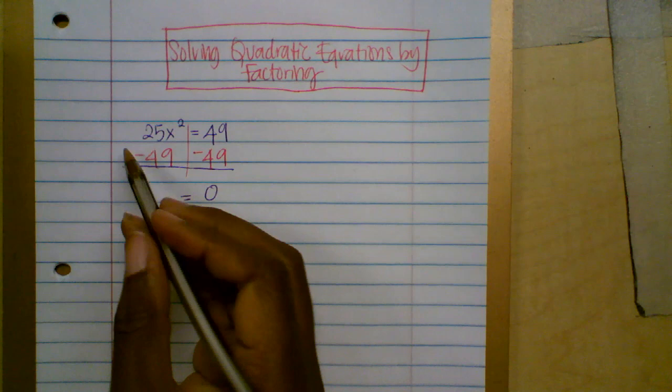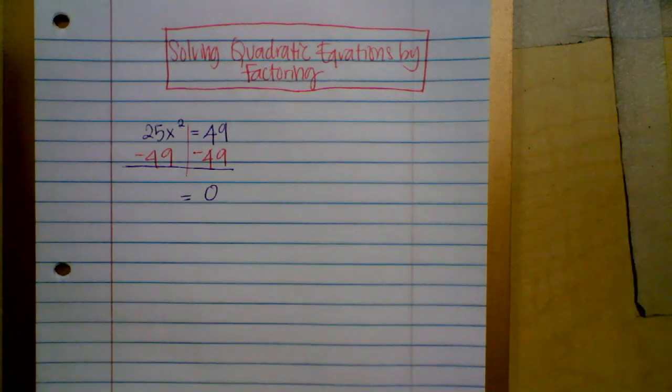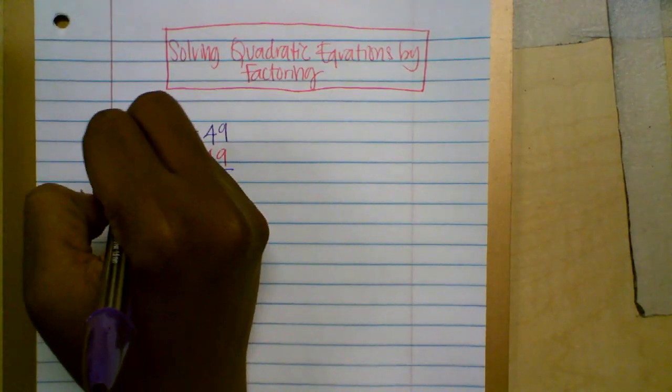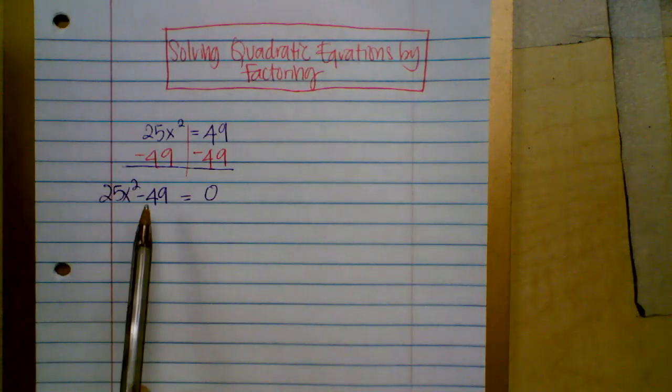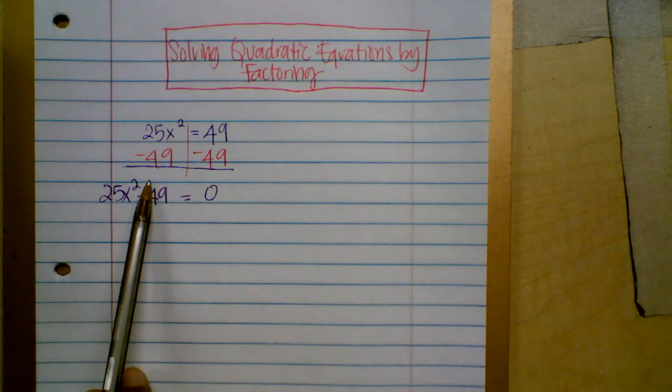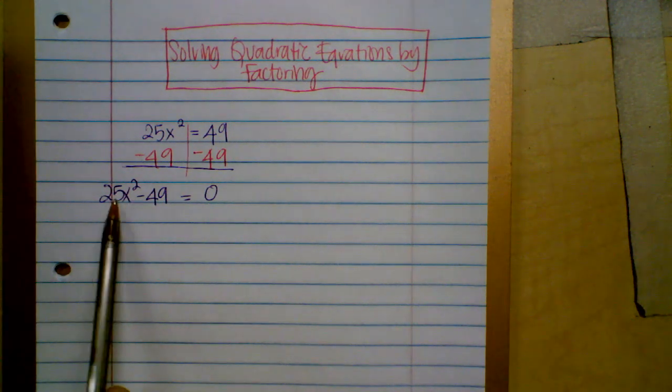Check. On the left side, there's nothing to combine. 25x squared and negative 49 are not like terms, so you want to leave everything alone. So you have 25x squared minus 49. And as you can tell here, there's no term with the x. The bx is cancelled; b is equal to 0. That's why you have two terms only.